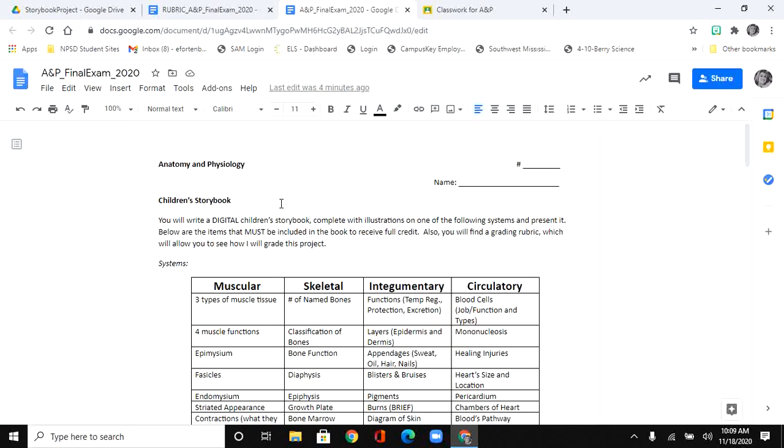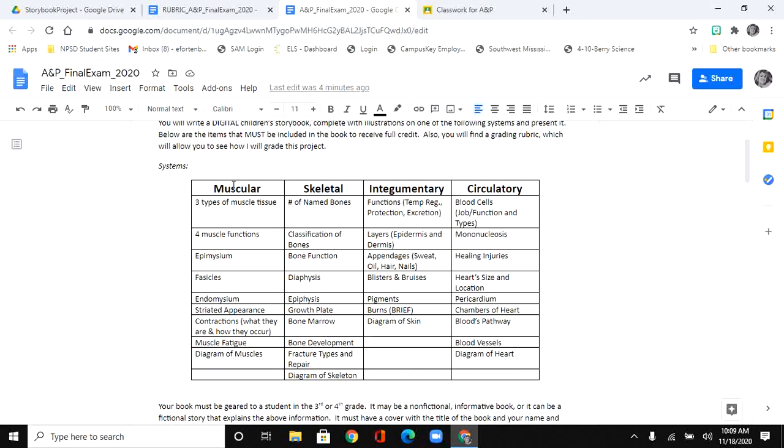So what you're doing is you're writing a digital children's storybook, and you are going to do this complete with illustrations covering one of the systems that we discussed in class, and then you will present your book to me as you read it. In order for you to get full credit, you have to cover all of the topics that are listed under each one of the systems. And I'm going to show you the grading rubric as to how I will grade this. So let's look at the systems.